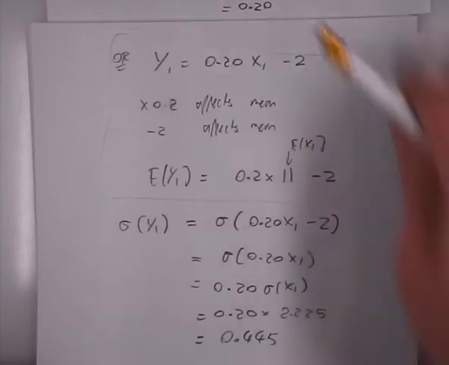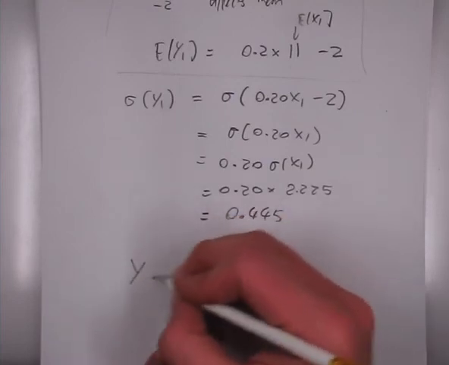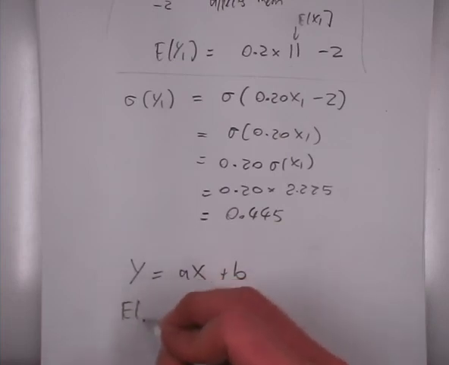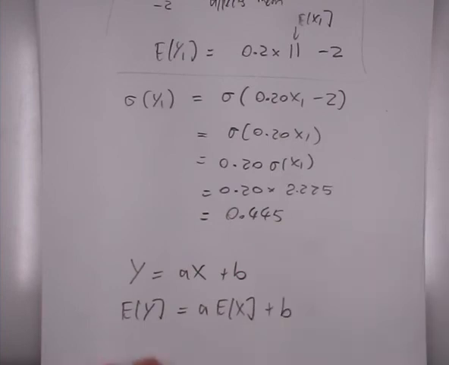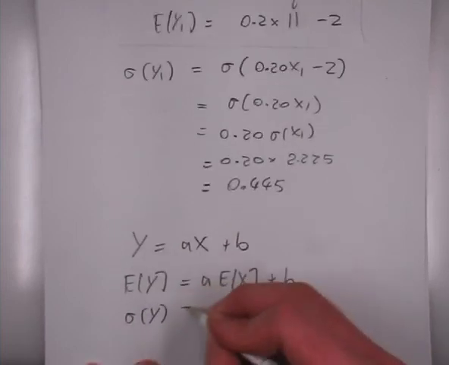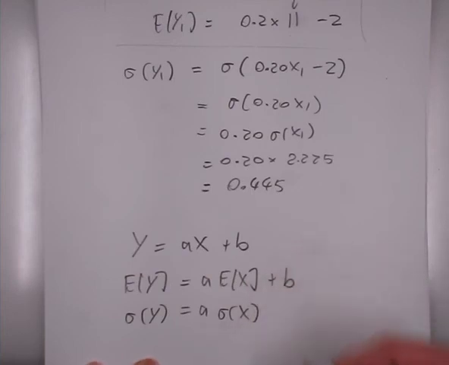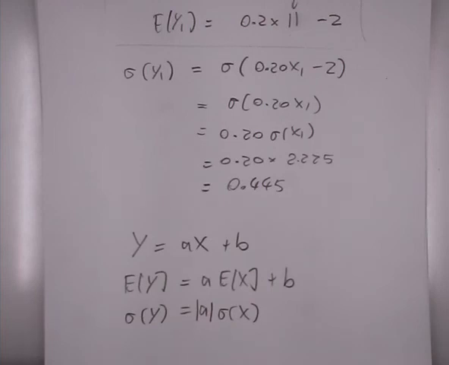Just for completeness' sake, the rule is that if you've got y is equal to ax plus b, then the expected value of y is a times the expected value of x plus b. That's what it would have been in your notes somewhere, hopefully. But the standard deviation of y would be just a times the standard deviation of x, except if a is negative, this is technically the absolute value there. So the point is that if you had b minus x, the minus doesn't affect it either.